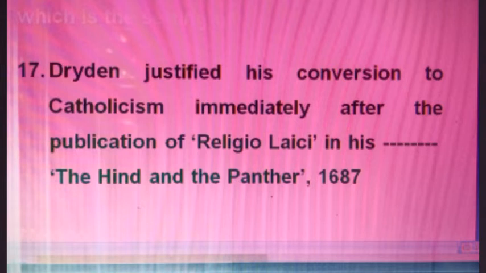Answer: The Hind and the Panther, 1687. John Dryden justified his conversion to Catholicism immediately after the publication of Religio Laici in his work The Hind and the Panther, 1687.